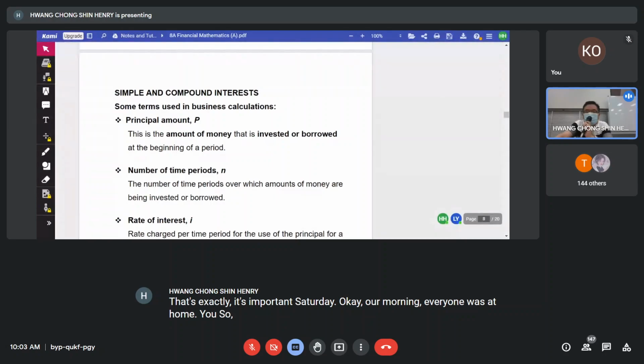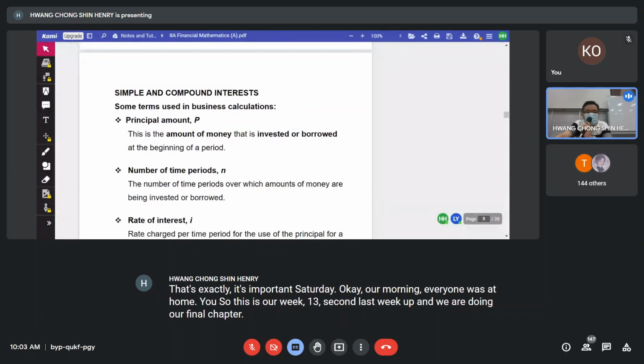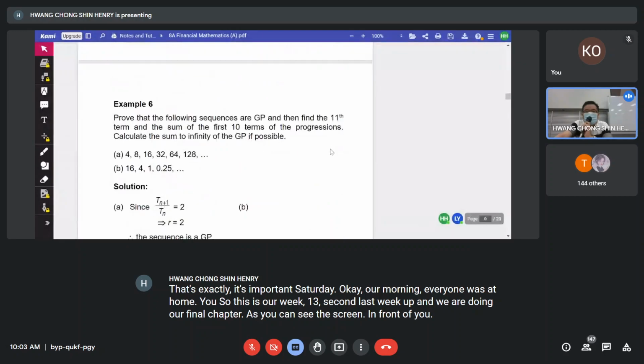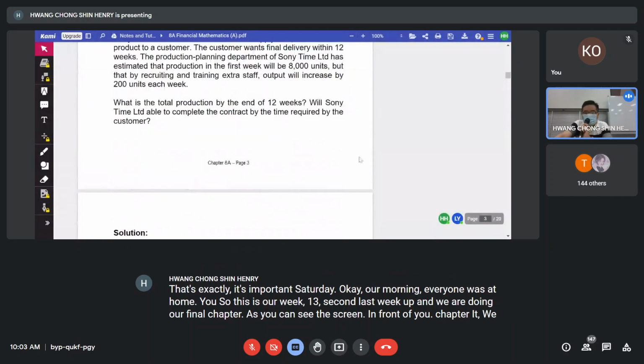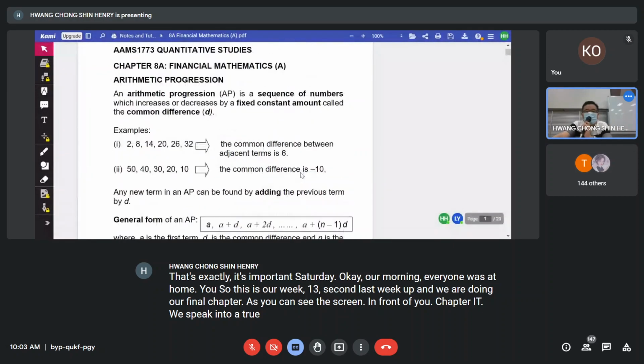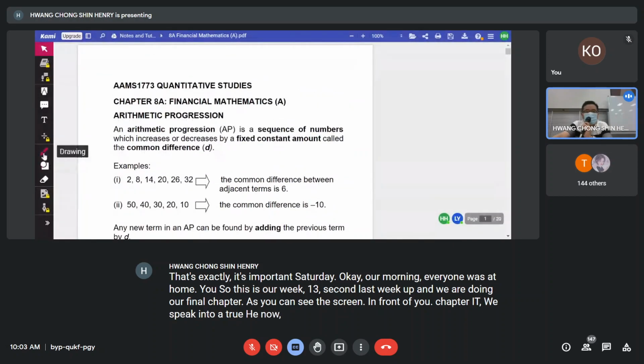So this is our week 13, second last week, and we are entering our final chapter. You can see the screen in front of you. Chapter 8. We split into two, like chapter 7, now we have part A and part B. This is part A. As I mentioned, those of you who have taken MS may have learned this chapter part B.